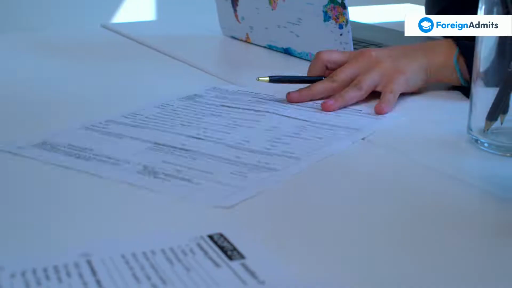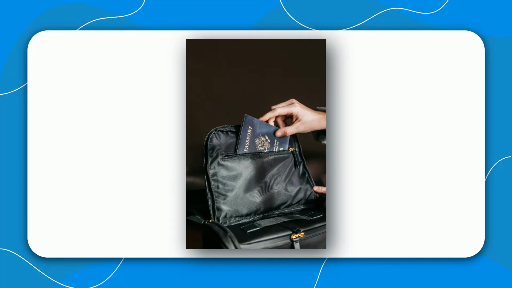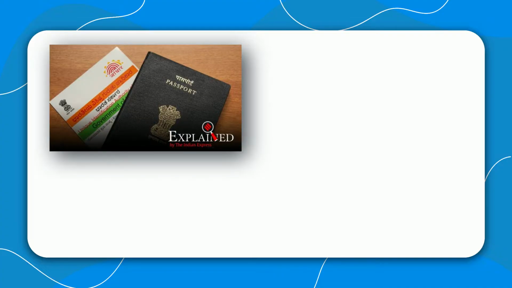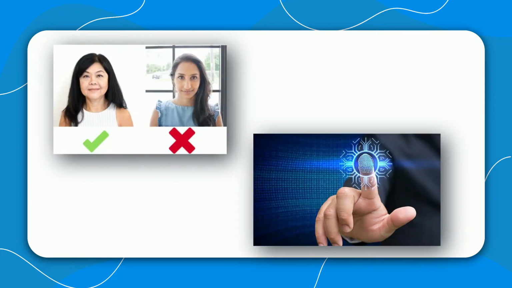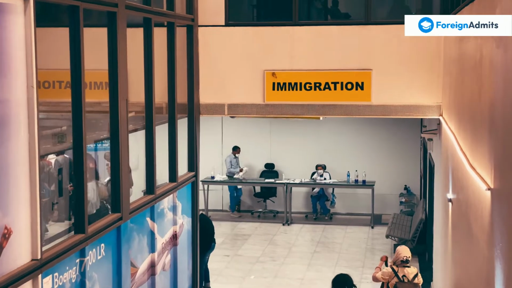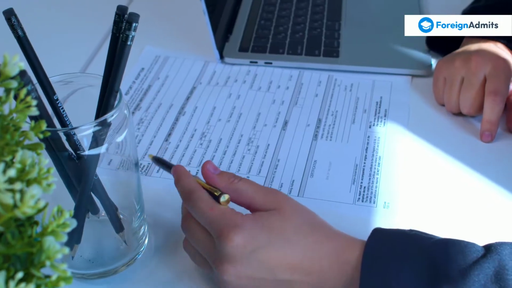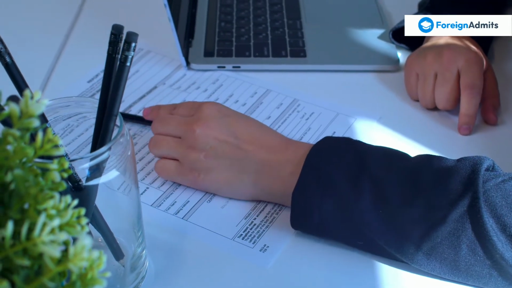For an Australian student visa application, you must submit the following documents: a valid passport. You may also be required to submit a copy of your national ID and driver's license, recent photographs and biometrics. The immigration office will let you know if they need your fingerprints as well. Student visa application. The form for the student visa has to be filled in, signed and submitted with the rest of the required documents.